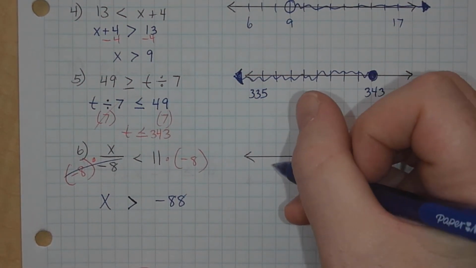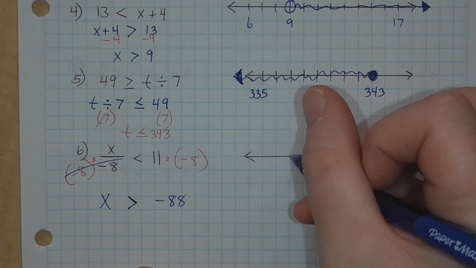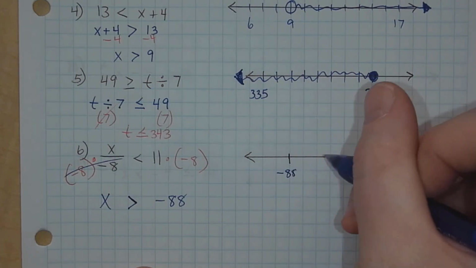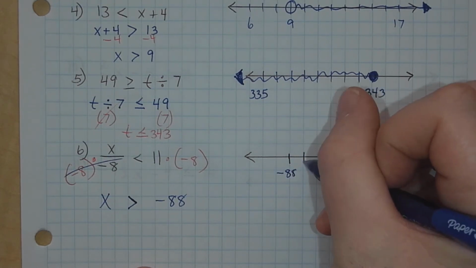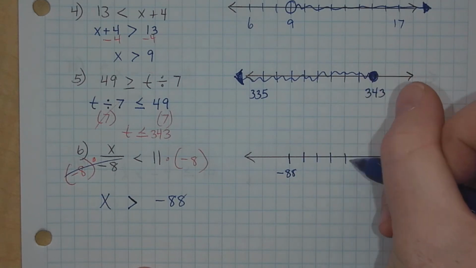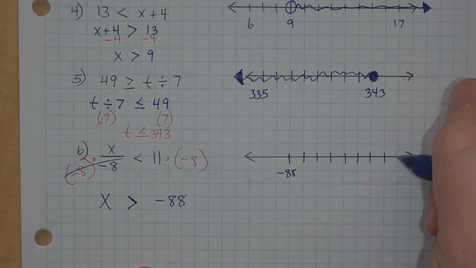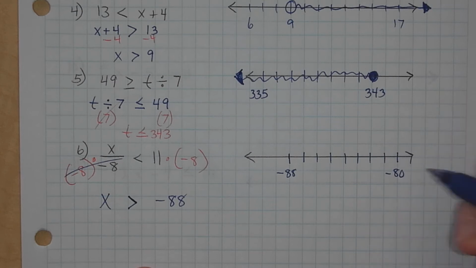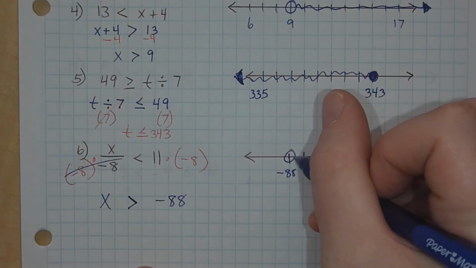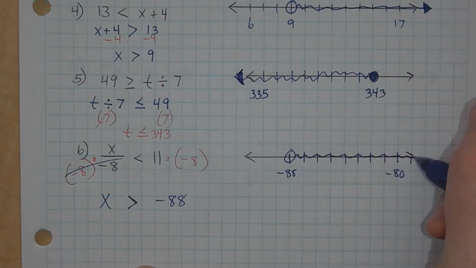So x is greater than -88. Let's say -88 is here. 87, 86, 85, 84, 83, 82, 81, 80. So -80 is going to be here. It's going to be an open circle, and it's going to go to the right.